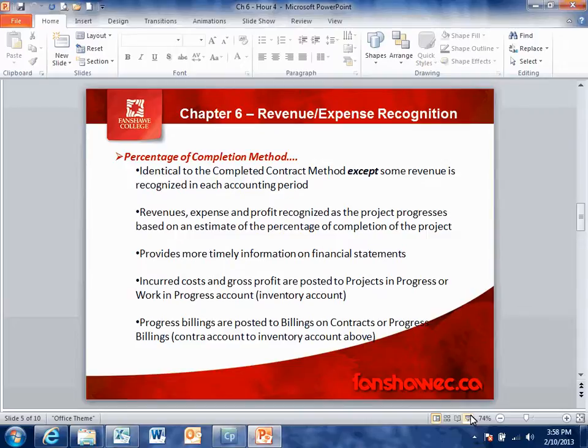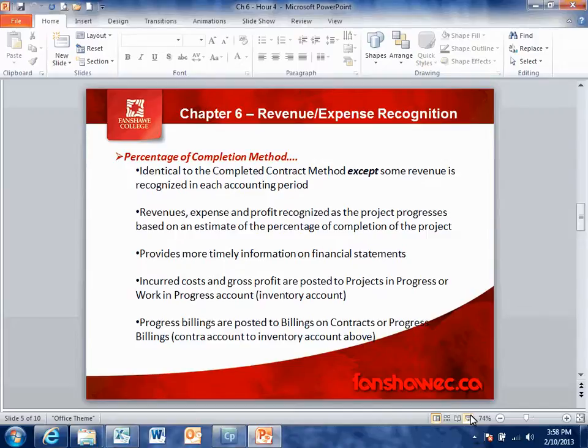Okay, so why do we do this method? It obviously provides more timely information on our financials. Right? We don't have to wait until the end of a 2 or 3 or 4 year project to recognize revenues and expenses. We're showing our progress on a year-to-year basis, which is obviously more useful for our readers.